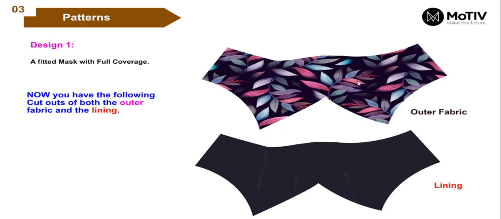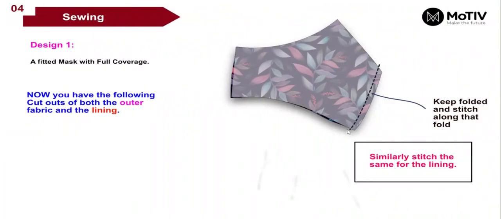We do this for both the outer fabric and the lining independently, such that we will be stitching that curve to close it up for both. Now, when you're stitching, remember you're leaving this allowance, which is about a 1/4 inch. So you stitch it and close it up like that.